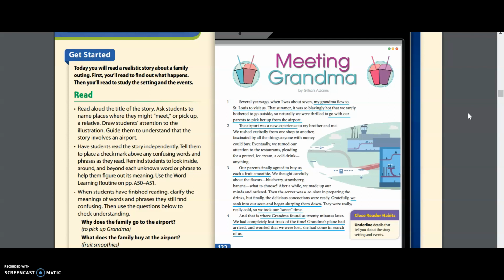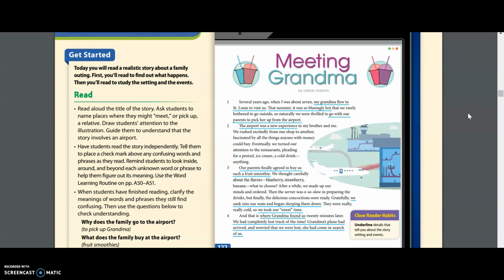So the very first one says, my grandma flew to St. Louis to visit us. So that is not only an event that she's flying, but it also is giving us the setting. It's telling us where she's going, to St. Louis. That summer, so that would be another setting because it is telling us the time of the year or the season that we're in. It was so blazingly hot. We were so thrilled to go with our parents to pick her up from the airport. So now we know that they're headed to an airport. That is our setting. The first event here is not only that grandma flew to St. Louis, but now they're going to pick her up from the airport. So we have an event going on as well as a setting.